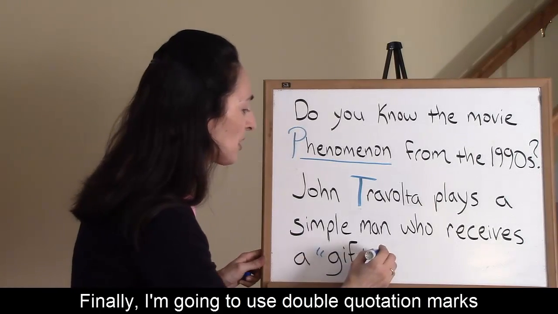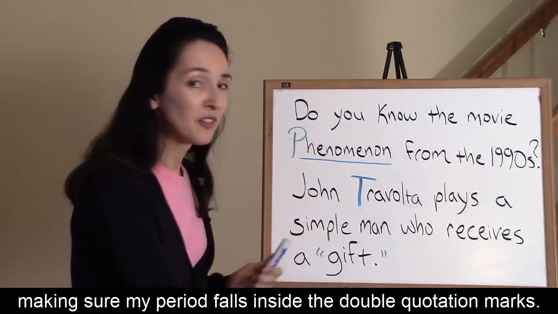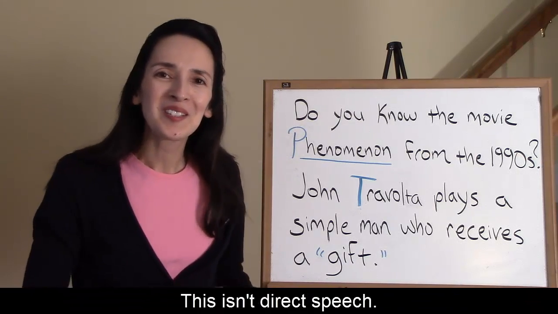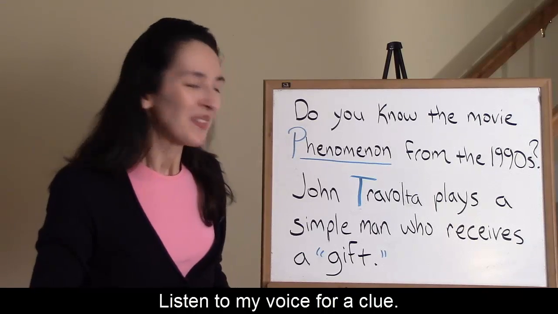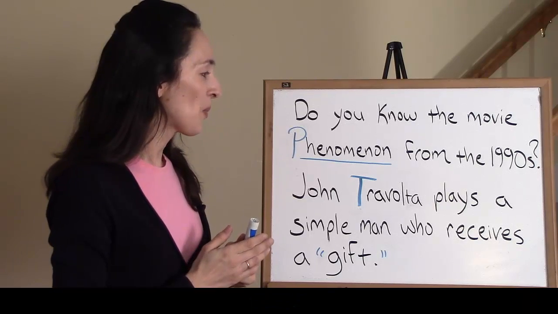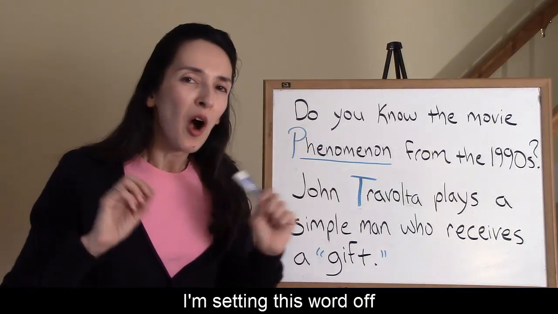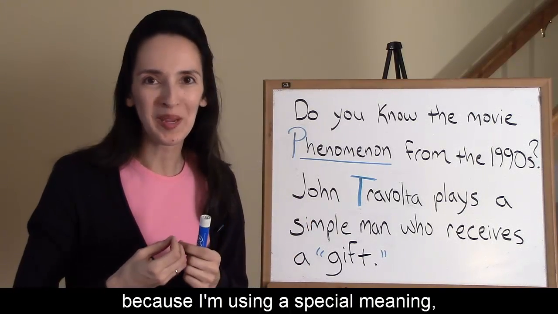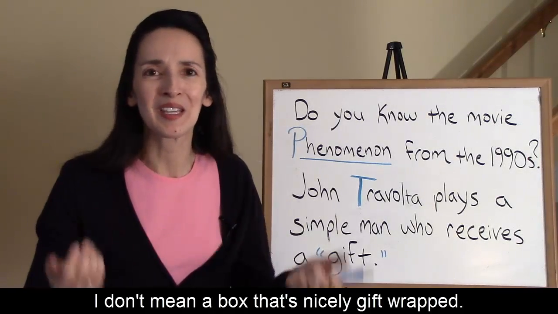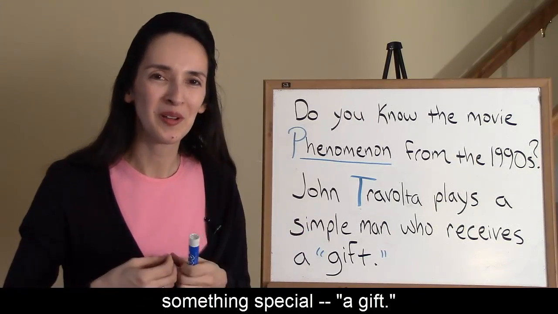Finally, I'm going to use double quotation marks around gift, making sure my period falls inside the double quotation marks. But why? This isn't direct speech. Listen to my voice for a clue. John Travolta plays a simple man who receives a "gift." I'm setting this word off because I'm using a special meaning, not the usual one. I don't mean a box that's nicely gift wrapped. I'm talking about something different, something special, a gift.